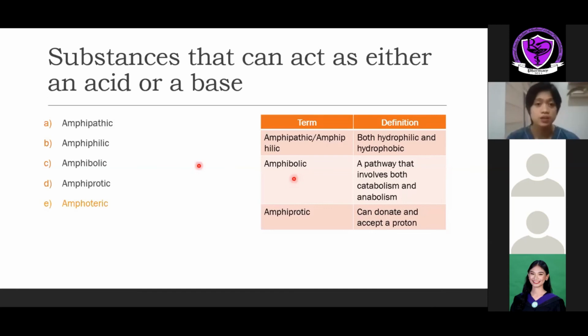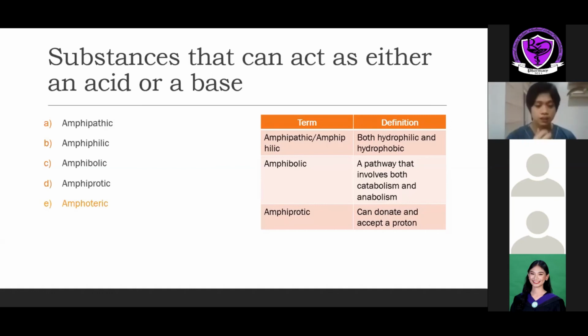Last would be amphoteric. Ito yung question. Substance that can act as either an acid or a base. Amphoteric. Ulitin ko, board exam question itong mga ganito ha. Mga amphi. So, amphoteric, substance that can act as either an acid or a base. A very specific definition for amphoteric will be amphiprotic. Ibig sabihin dito, we're talking of the Bronsted-Lowry definition. Can donate and can accept a proton. Amphiprotic is a specific form of amphoteric. Okay? So very good. Mukhang nakukuha niyo naman, no?